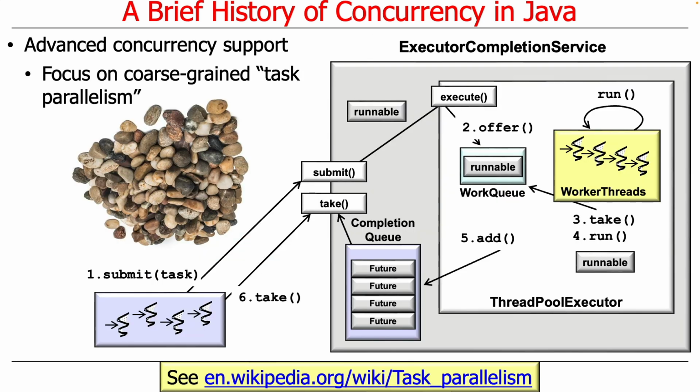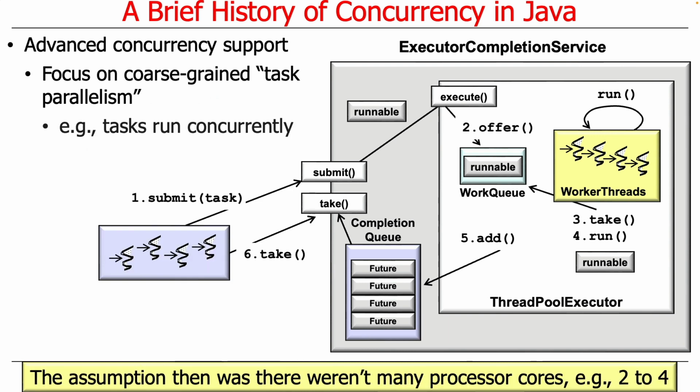And the focus there was on coarse-grained task parallelism. Basically, the idea here is that tasks, which are an abstraction, can run concurrently within a pool of threads. And the assumption in the 2004 timeframe was that there weren't really very many processor cores. There were typically 2 or 4. That was about the extent of what we had in those days. So you had some concurrency, but it wasn't an embarrassment of riches, and it wasn't an abundance of concurrency.